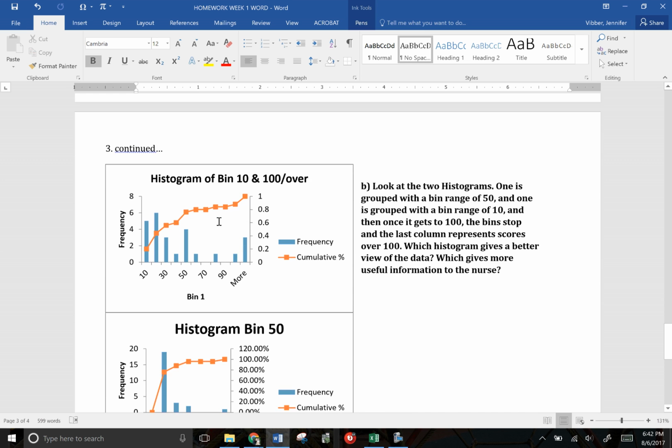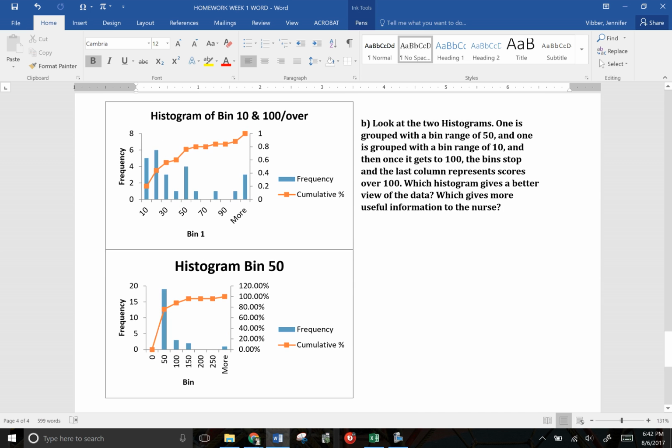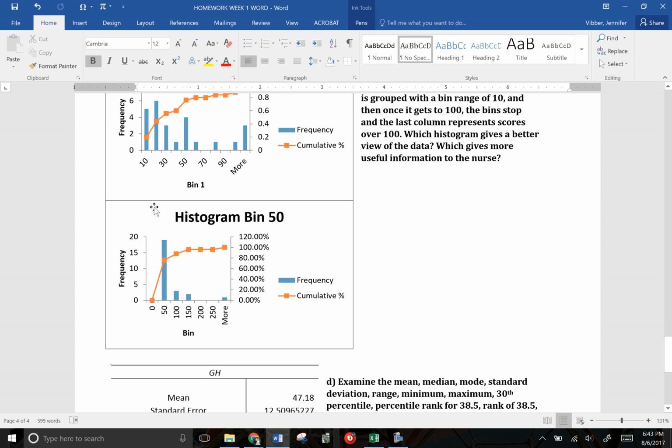Then it says, look at the 2 histograms. So these are these things on the left here. One is grouped with a bin range of 50. The other is grouped with a bin range of 10. A bin just means the width of the bars. So this one up here has a bin range of 10. So it went 0 to 10, 10 to 20, 20 to 30, 30 to 40. And these bars represent that there are 5 data values between 0 and 10. There are 6 data values between 10 and 20, and so on. The other one is a histogram bin of 50, 0 to 50, 50 to 100, and so forth.